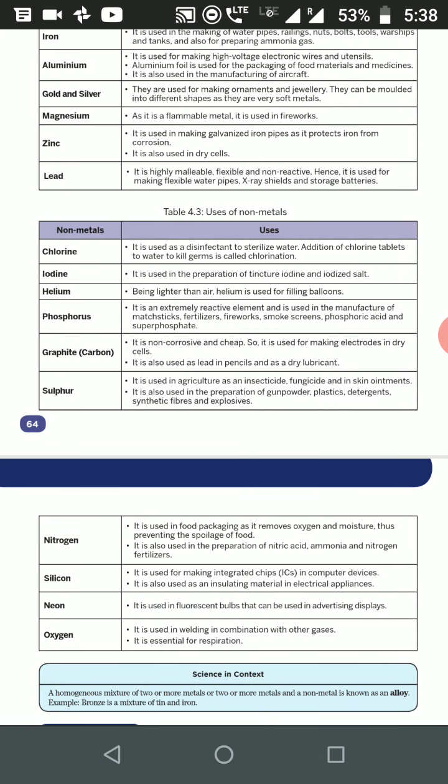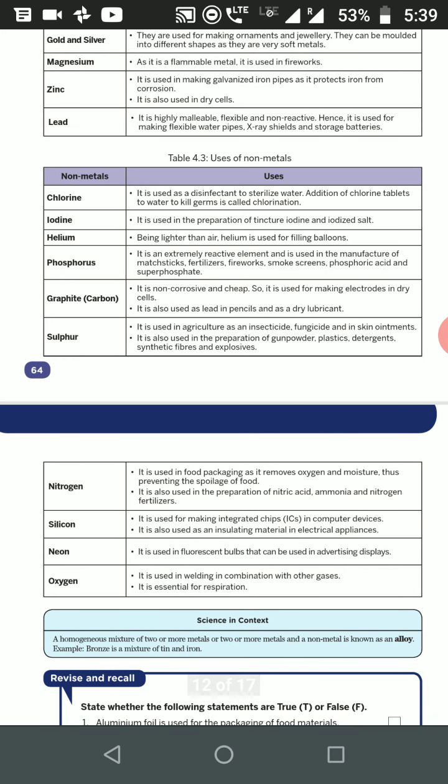Non-metals. Chlorine is used as a disinfectant to sterilize the water, means to kill the germs. Addition of chlorine tablets to water to kill the germs is called chlorination. Iodine is used for preparation of tincture iodine and iodized salt. You people eat iodized salt, so iodine is used for making that. Helium is used for filling of the balloons.